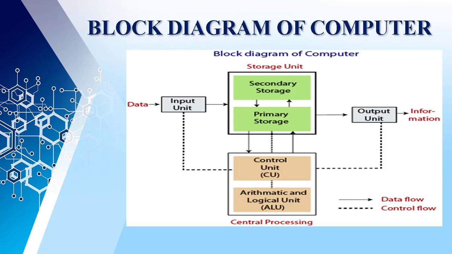CPU, Central Processing Unit. It consists of CU and ALU. That is, CU is the control unit and ALU is the arithmetic logical unit. The control unit will control and coordinate the activities of the system, and the arithmetic and logical unit will help with arithmetic calculations and logical operations. And you have the storage unit, where you have primary storage and secondary storage. And you have the output unit. The output unit is used to display the information on the monitor. The most commonly used output devices are the monitor and printer.